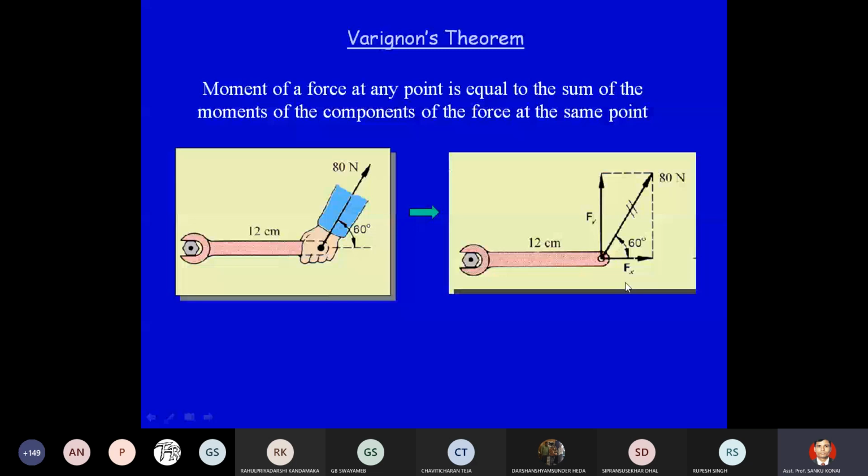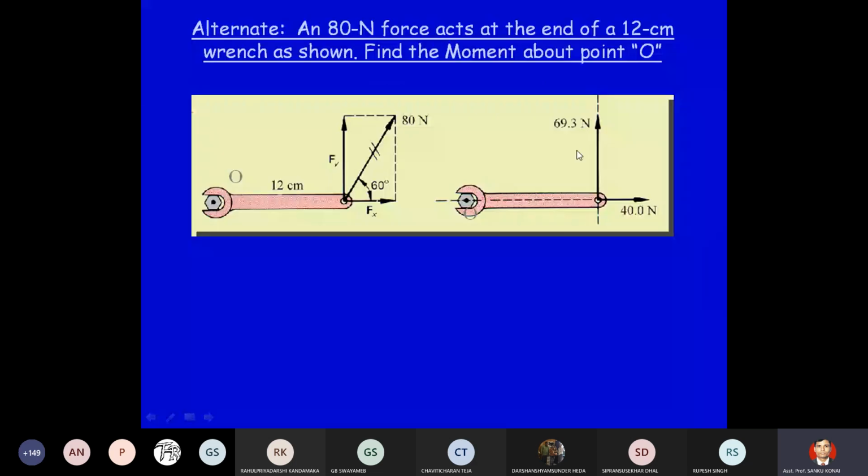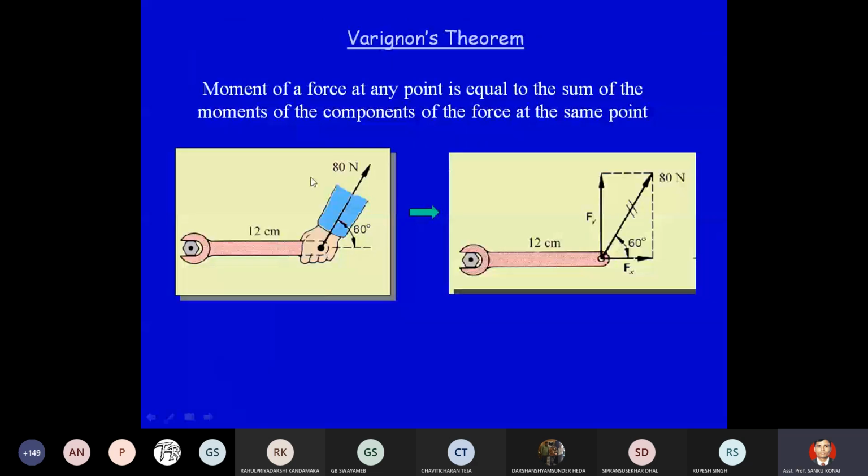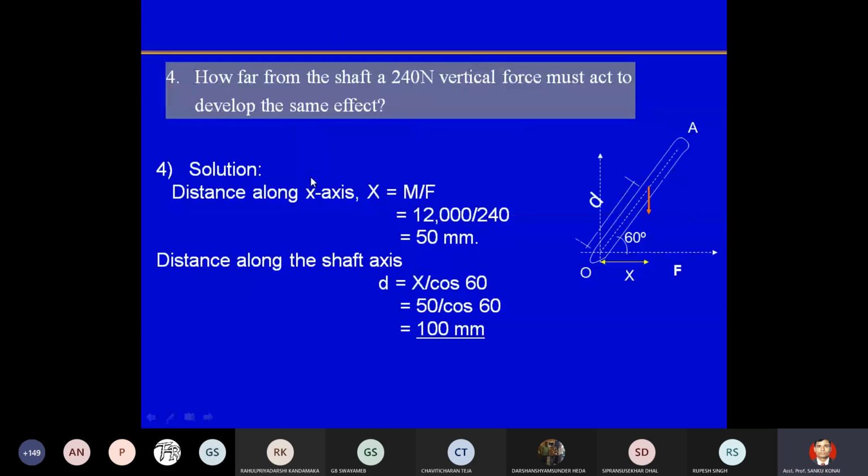Okay, so let's see, the two components are 69.3 Newton and 40 Newton. I hope this is right, and then you can find out the moment. Rx is equal to 0, Ry is equal to 12 centimeter. So moment about O will be 69.3 into 0.12 meter. So that will be the total moment, 8.1 Newton meter, as before. So if you calculate from the inclined force and if you calculate with the component force, it will be coming the same.